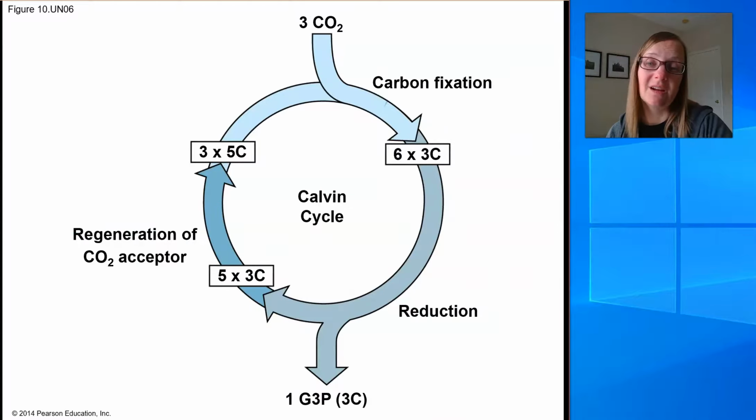All right, and so this figure gives you a nice summary of the 3 phases: carbon fixation, reduction, and regeneration of the RuBP. It also might help you get a handle on how many molecules, and how many carbons in those molecules, you have for each of those phases. So at the end of carbon fixation, you end up with 6 3-carbon molecules. One of those gets turned into the G3P. And then the remaining 5 3-carbon molecules get remodeled to create 3 5-carbon molecules instead, so that you can again go through carbon fixation.